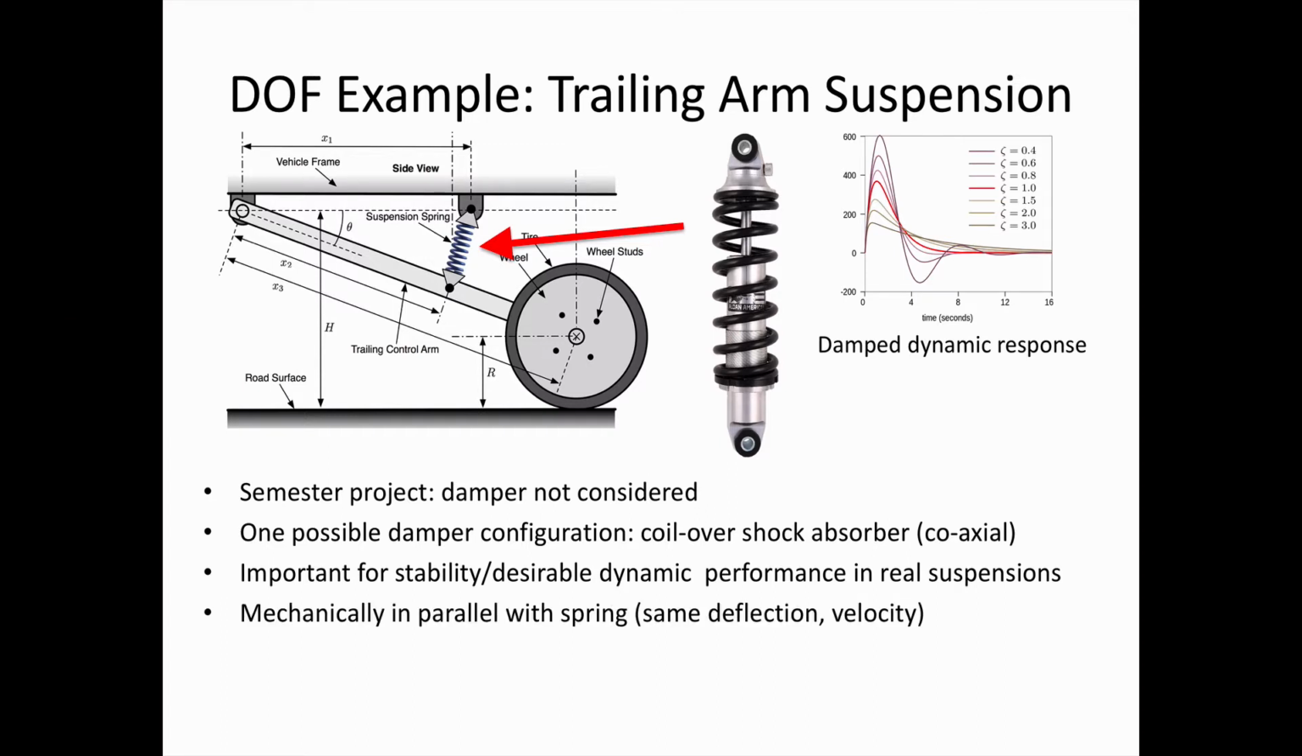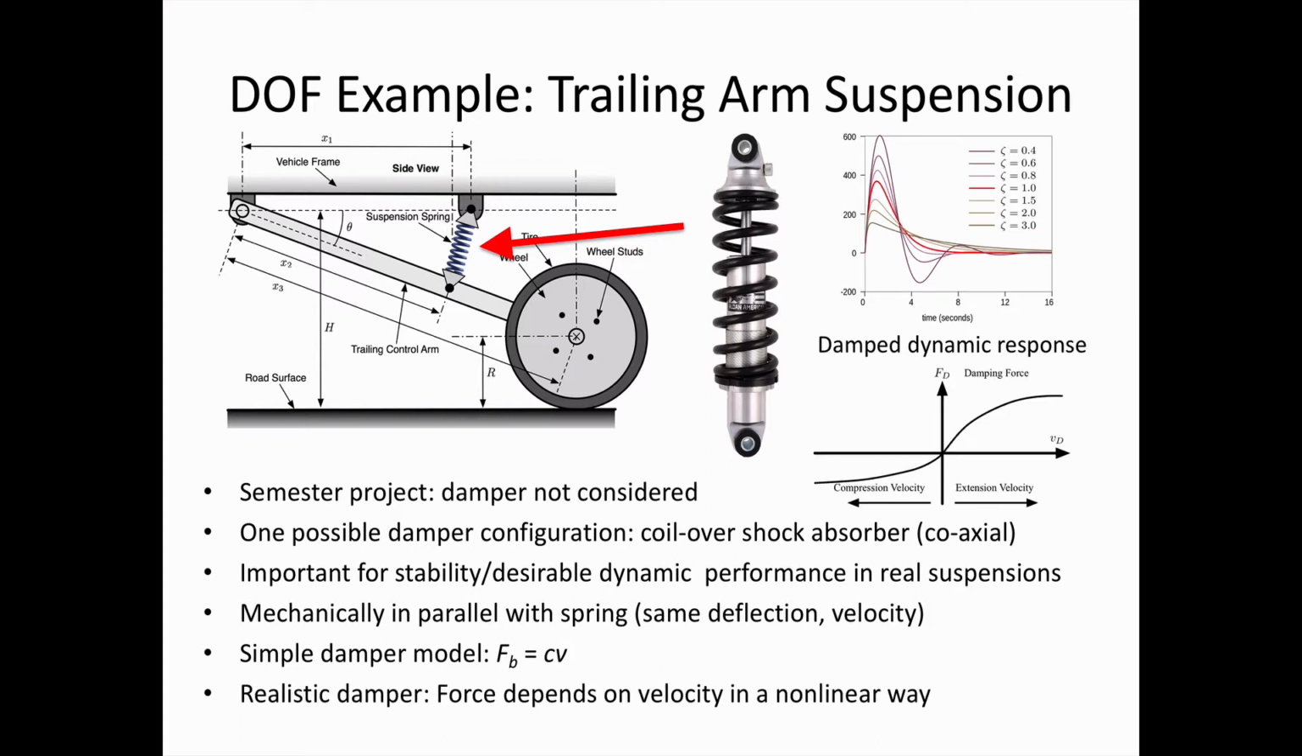Because the damper and spring are in parallel with each other mechanically, they are going to have the same deflection and the same velocity, and that's going to be important later in some calculations. One simple damper model that's used is this proportional model where we say the force across the damper is equal to a constant, c, the damping constant, times the velocity or the rate of change of distance between the ends of the damper. In reality, dampers are not linear.